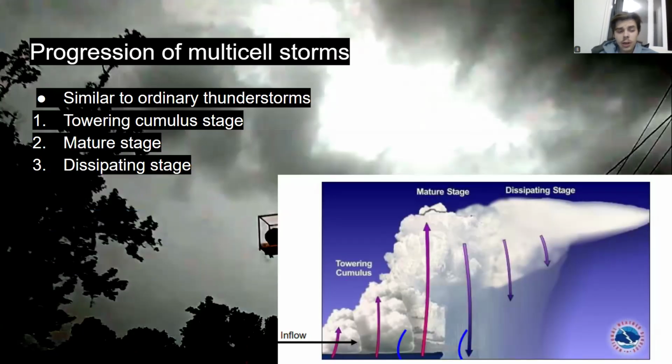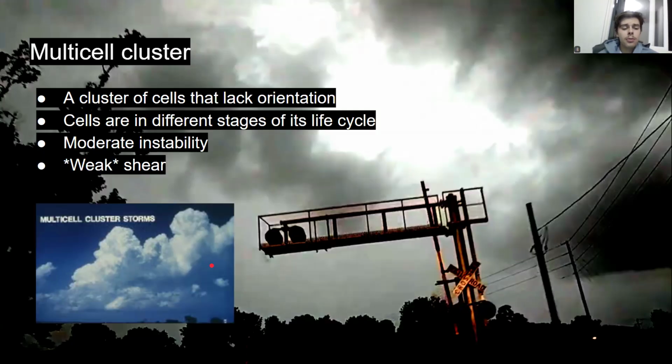The progression of multi-cell storms is similar to the ordinary thunderstorm life cycle. We have the towering cumulus stage, mature stage, and dissipating stage, and we talked about that already in a different video. There are different types of multi-cell storms. One is a multi-cell cluster, which is a cluster of cells that generally lack orientation. So they're kind of random, just kind of scattered. The cells are in different stages of life cycle, and there's moderate instability and typically weak shear.